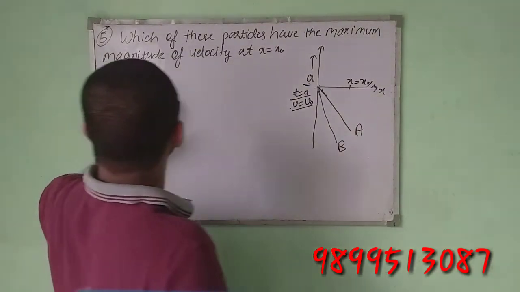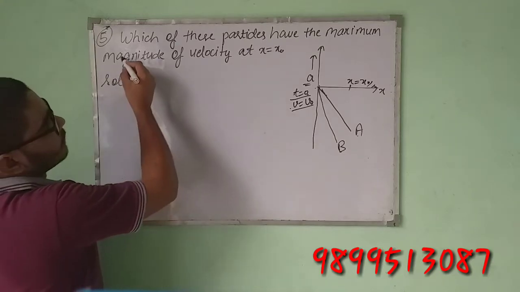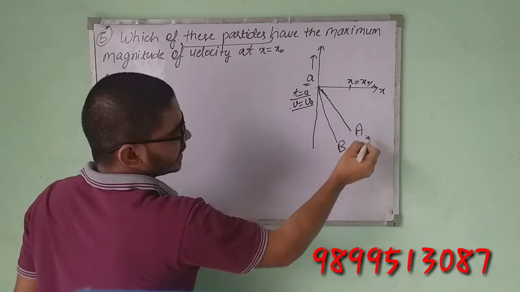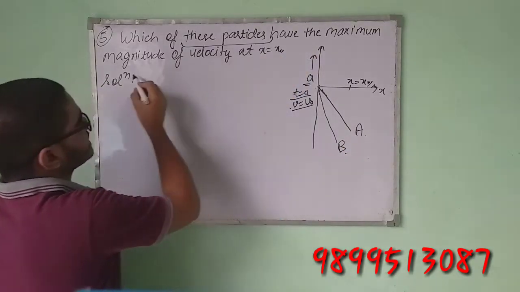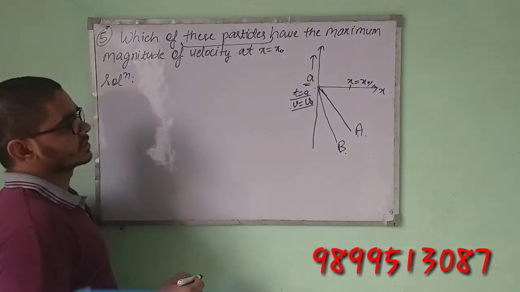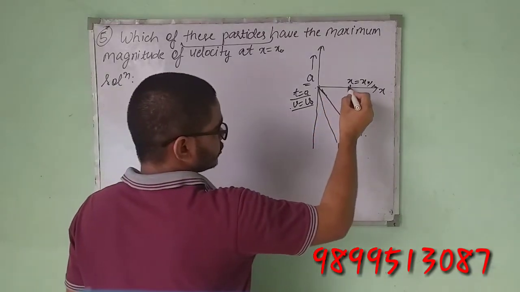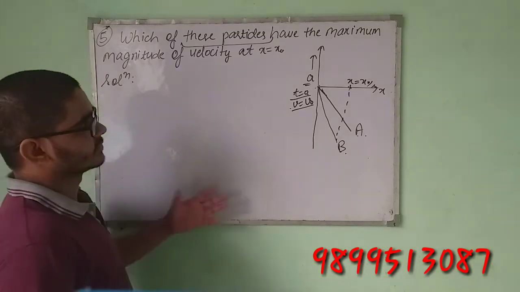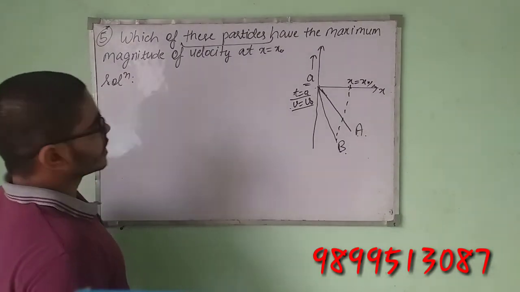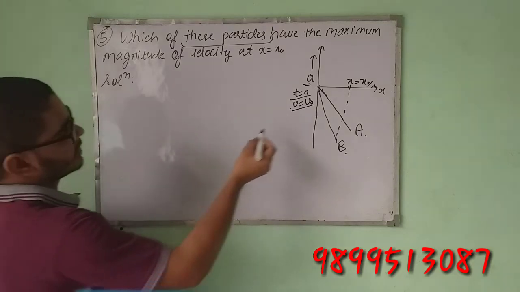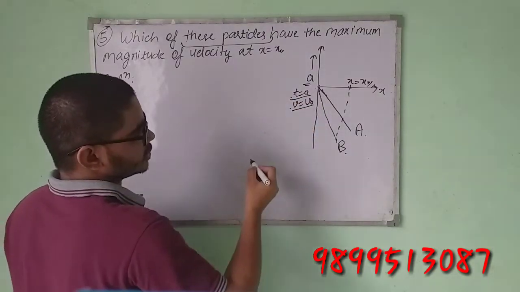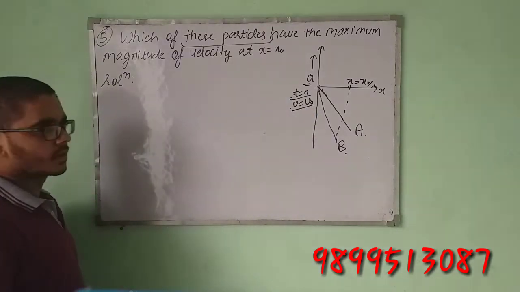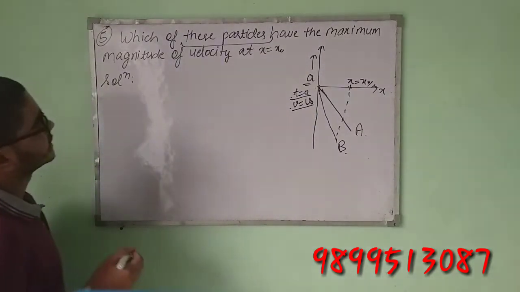Okay, now we have the new question: particle A and particle B have the maximum magnitude of velocity at x equal to x naught. So this one be the point x naught. Which of these particles is having the maximum velocity? This is what we have to calculate, right? And we are given one more piece of information, that at t equal to 0, velocity of both of these particles is v naught, a constant, right?